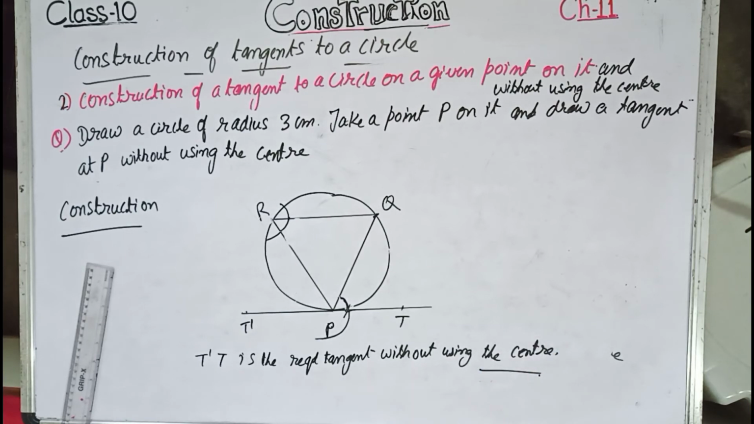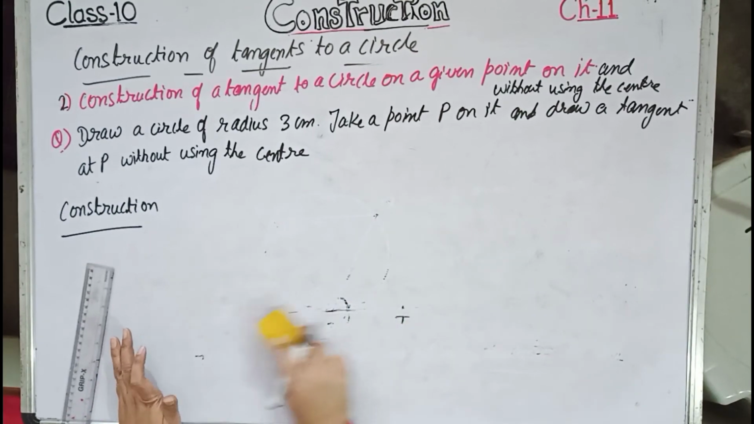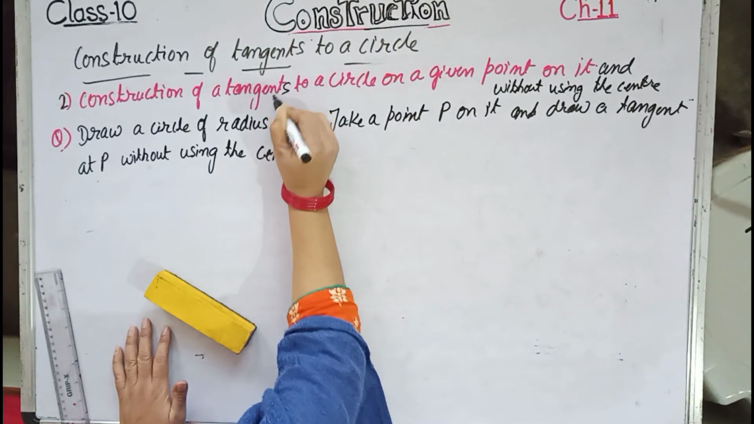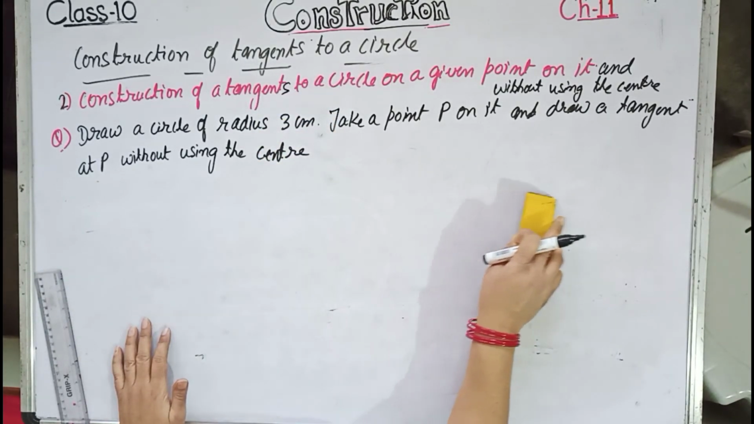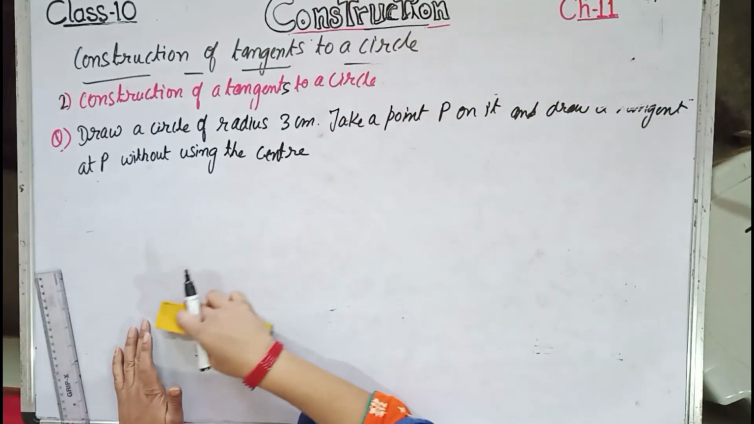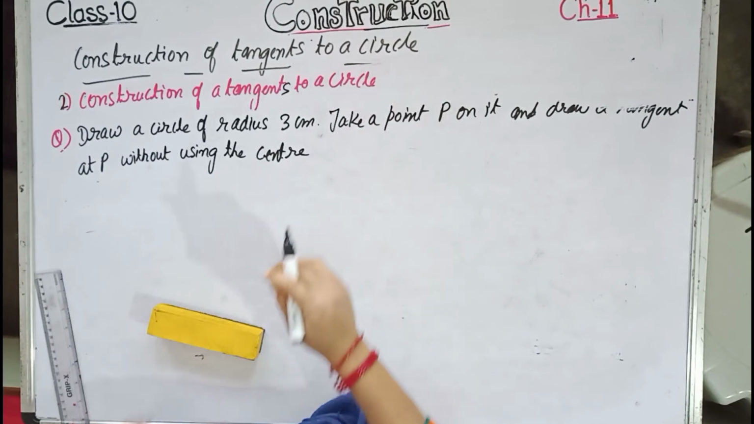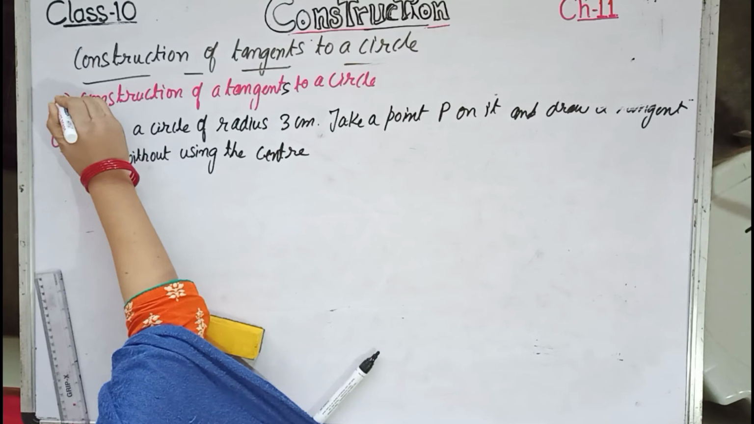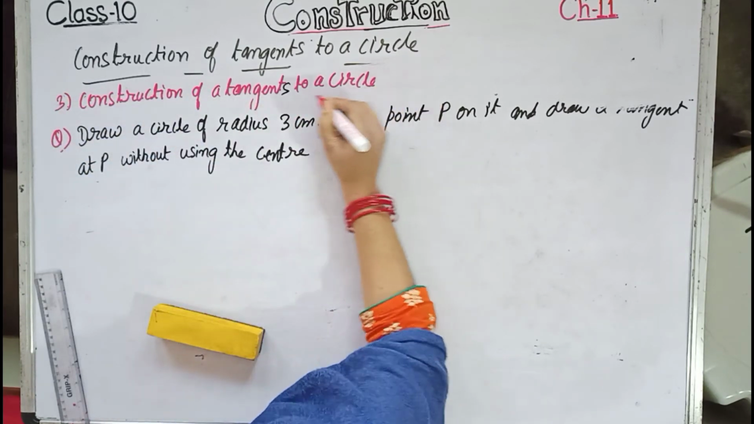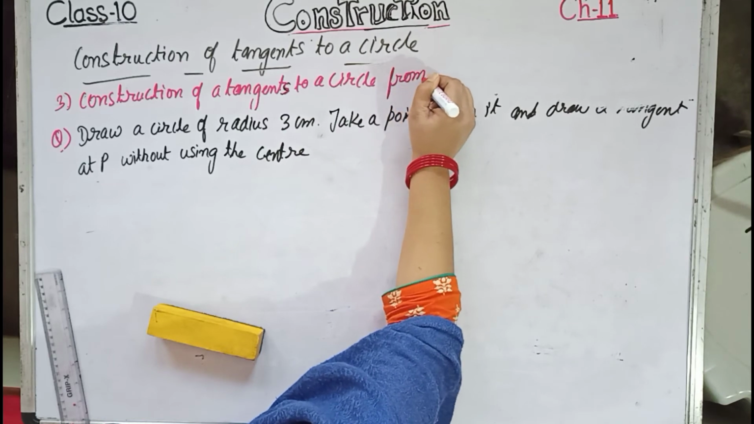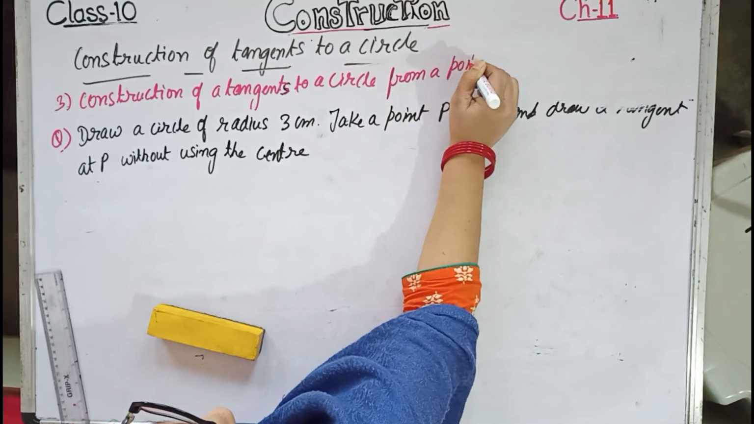So next let us move to the third type of construction. Construction 3: construction of tangents to a circle from a point outside it.